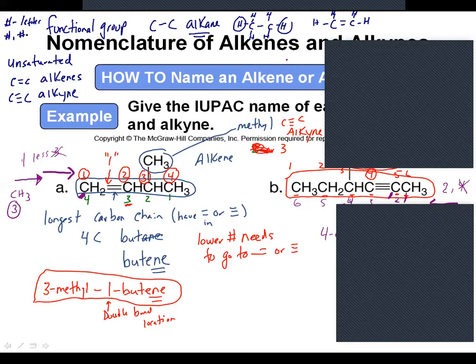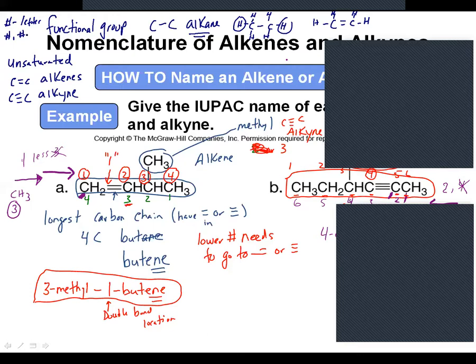It will still match up to an alkane name. So based on the number of carbons, it'll match up to an alkane. And if it has a double bond, we would drop the ane and put ene at the end of it. So ethane becomes ethene, ene. If it has a triple bond, we would drop the ane and put yne at the end of it. So ethane becomes ethyne, yne at the end.